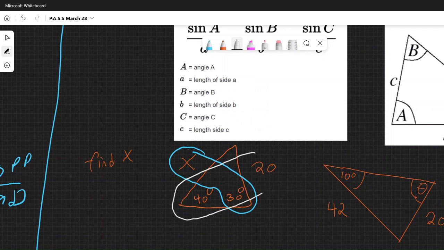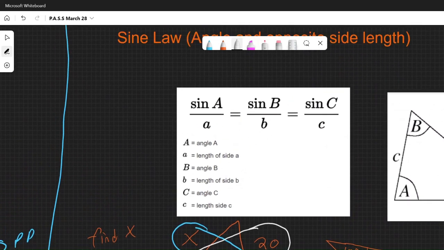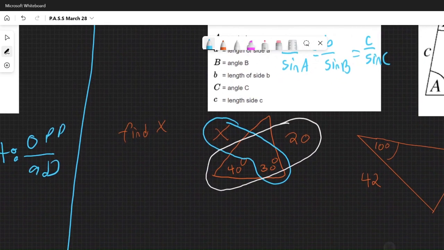Sorry, it's a little bit difficult to see. We have x and 30 degrees and 20 and 40 degrees. One thing I forgot to mention, you can also invert this formula: a over sine A equals b over sine B equals c over sine C. So x over sine 30 equals 20 over sine 40.